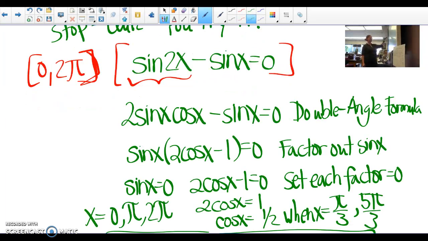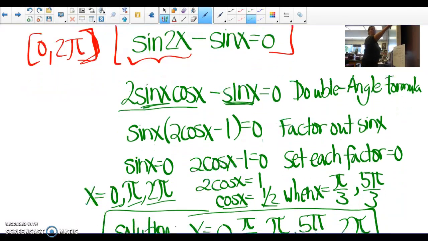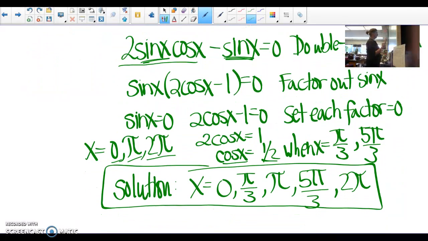Okay, so we start out with the double angle identity, replacing sine of 2x with 2 sine of x cosine of x. Then next I factored out the sine of x because I have a sine of x common to both terms. Then I use the zero product property and set each factor equal to 0. Sine of x equals 0 when x is 0, pi, and 2 pi. And then I had 2 cosine of x minus 1 equals 0. So I added the 1 and divided by 2, and now I'm trying to find where cosine of x equals 1/2. And that is when x is equal to pi over 3 or 5 pi over 3. So the solution is, in order, 0, pi over 3, pi, 5 pi over 3, and 2 pi.